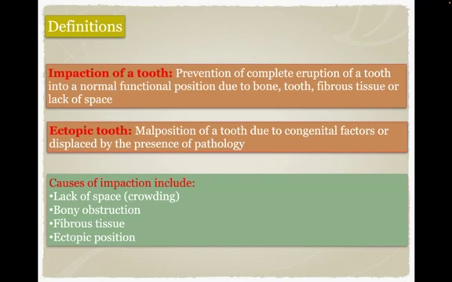Now, impaction can be caused by, as we mentioned, lack of space, bony obstruction, fibrous tissue, and ectopic position. So basically, let's assume that we have the tooth bud of a 5 that is displaced up high in the palate. When the 5 erupts, it's not going to erupt to its normal position. We call this an impacted 5, and the cause of the impaction is the ectopic position of this tooth. When this tooth erupts, we call it ectopic because it has erupted in a place other than its place. It's a malpositioned tooth.